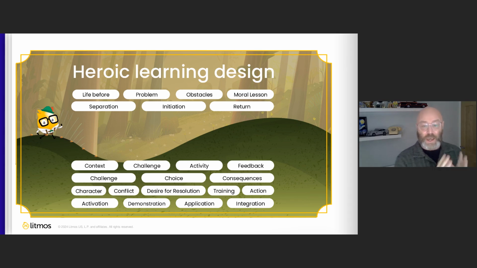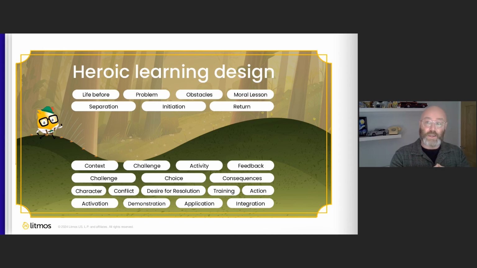So you can see how it aligns with Dr. Michael Allen's context challenge activity feedback model. And some of you who've read Julie Dirksen's work will be familiar with that. So the idea that you provide context, a challenge, there's an activity that deals with that challenge, and then you get feedback, you come out of the situation changed.